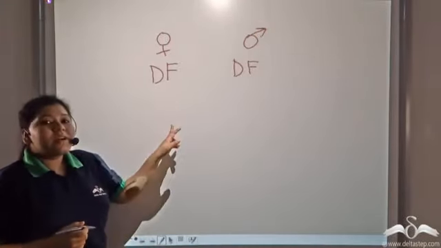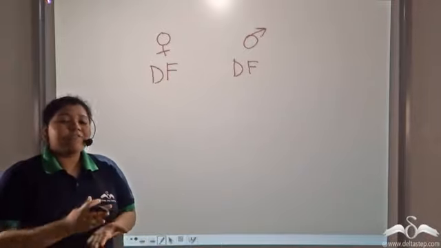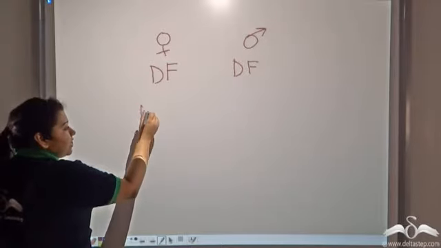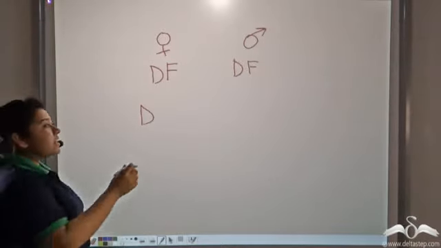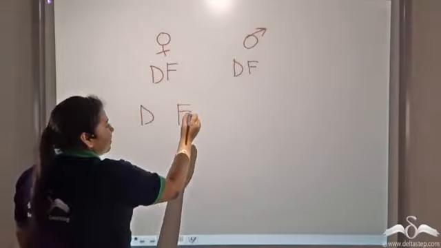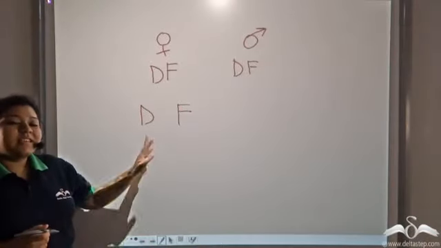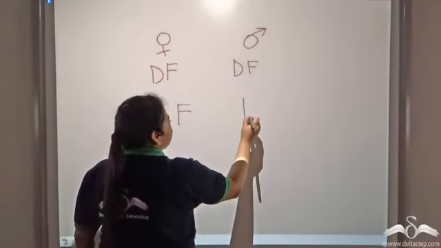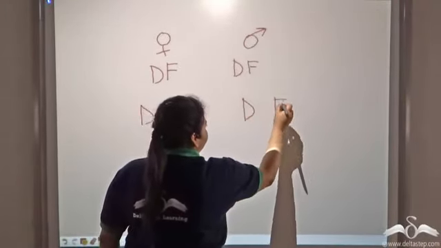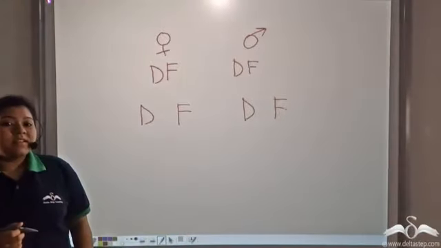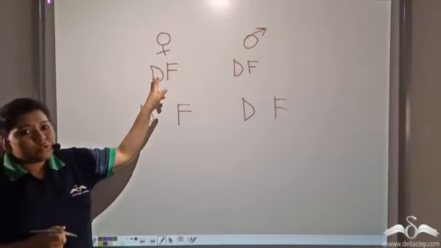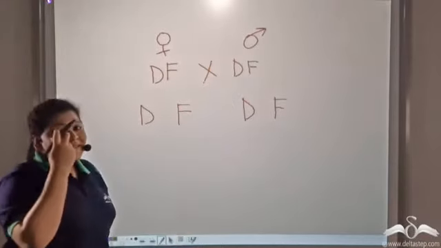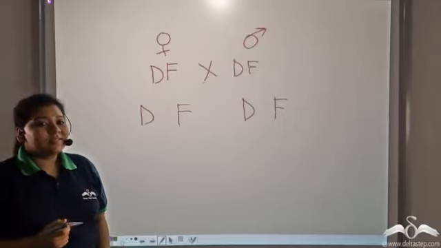Now, their reproductive cells will have half the number of factors. So, a reproductive cell might have only D factor, or it might have F factor. Similarly, the father can also have two factors in his reproductive cells, D or F. Now, when the two parents crossed for reproduction, let us see what happens in the first generation.